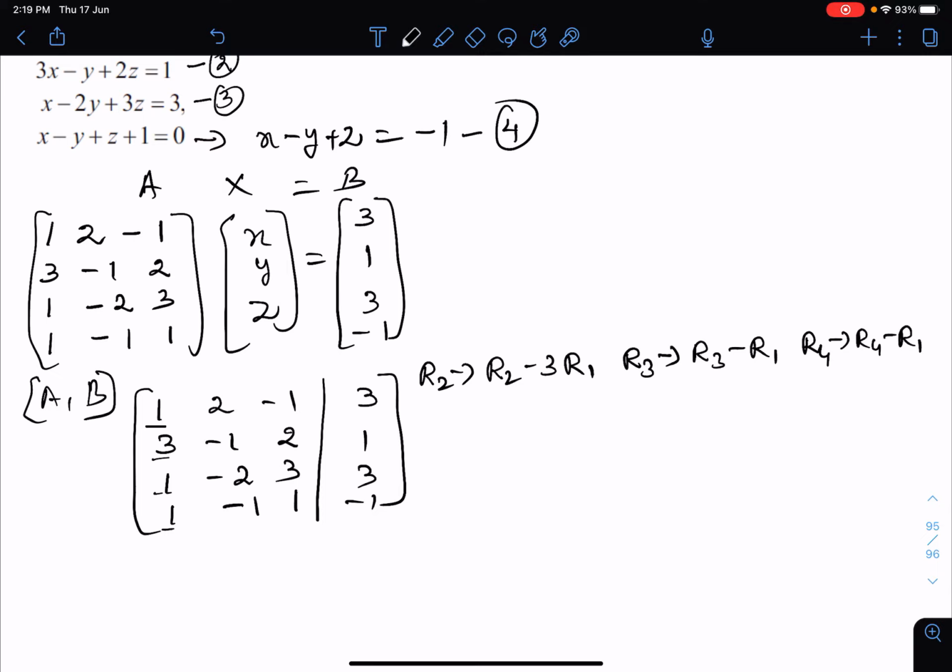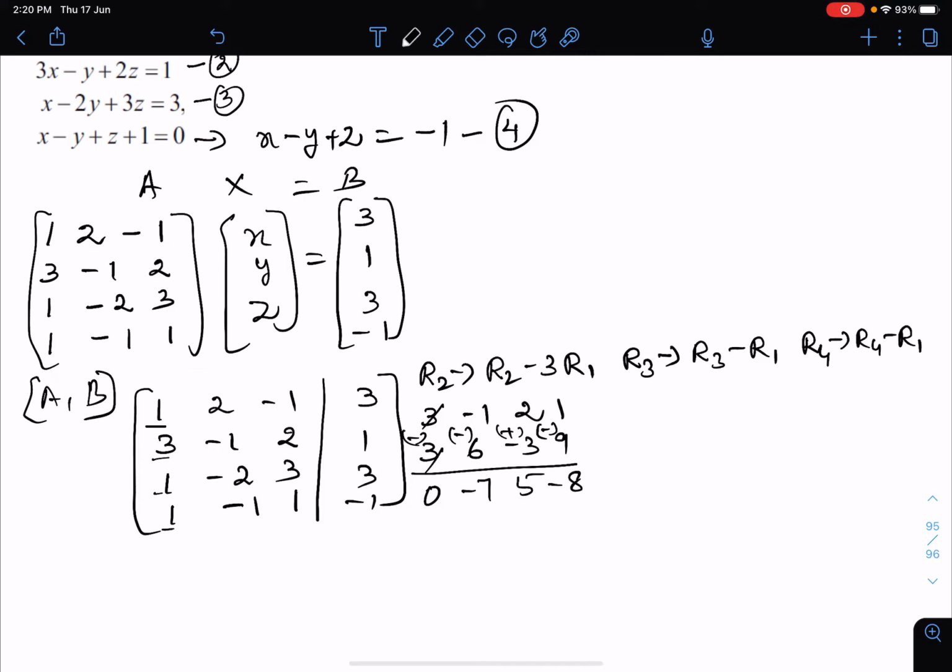Now what is our R2? 3 minus 1, 2 and 1. What is our 3R1? 3 2s are 6, minus 3, and 3 3s are 9. Change your sign throughout because you are going to subtract, so all the plus becomes minus and minus becomes plus. This is equal, cancel, and this is 0, this is minus 7, this is 5 and this is minus 8. This is going to be our row 2.